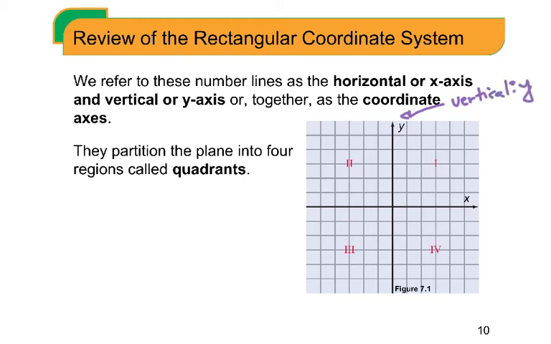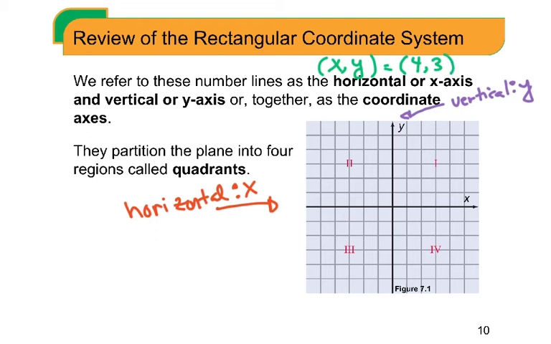The horizontal axis is x. So that's important to keep straight. When you have this ordered pair, x, y, let's just take one, I'll just make one up. Suppose we're looking at the ordered pair 4, 3. That means x equals 4 and y equals 3.